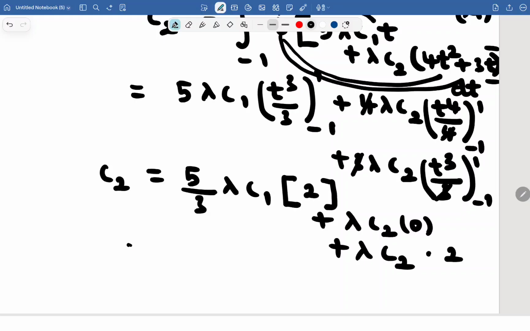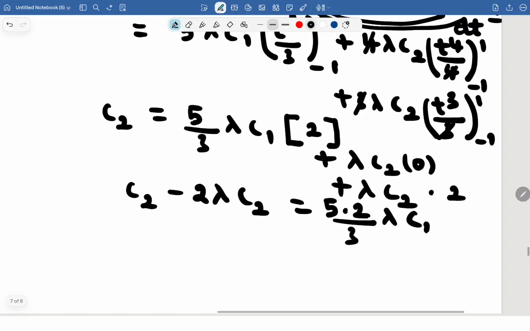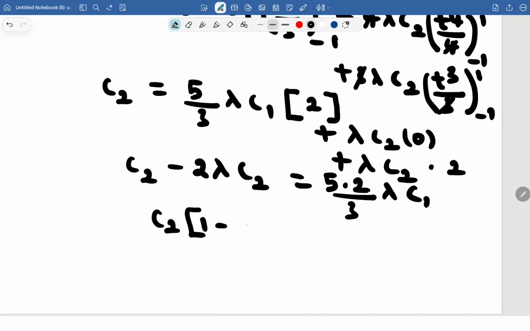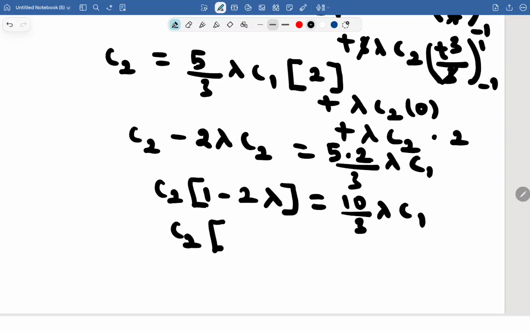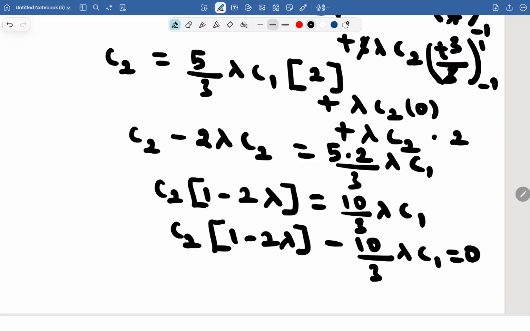Here c2 minus 2 lambda c2, which is equivalent to 5 into 2 by 3 lambda c1. Take c2 outside, 1 minus 2 lambda, 10 by 3 lambda c1. We can rewrite it as c2 into 1 minus 2 lambda minus 10 by 3 lambda c1, which is equivalent to 0. This is equation B.